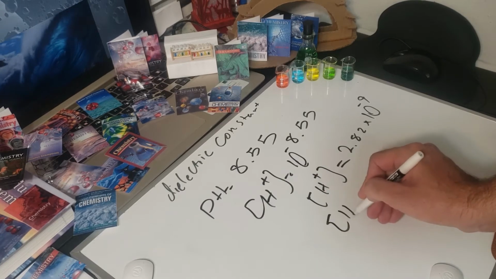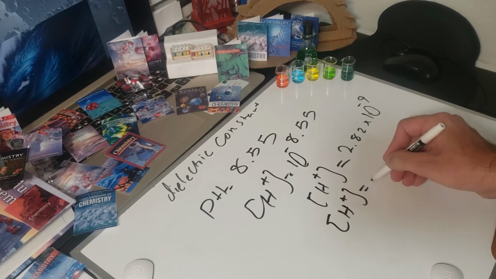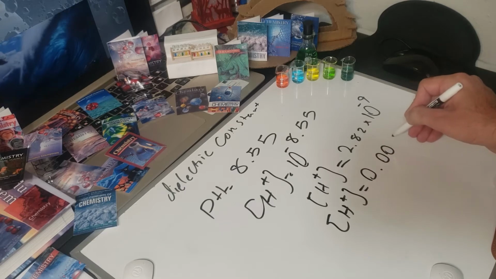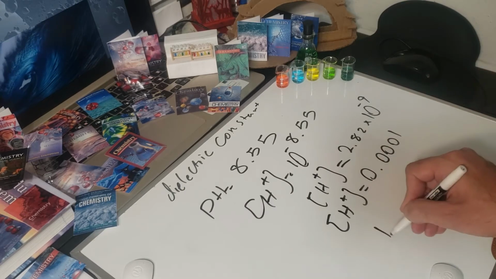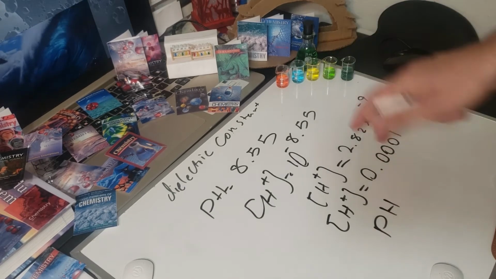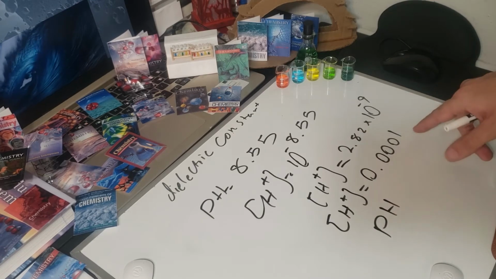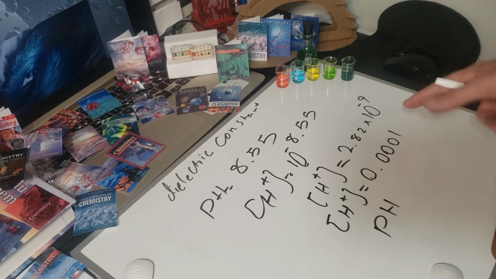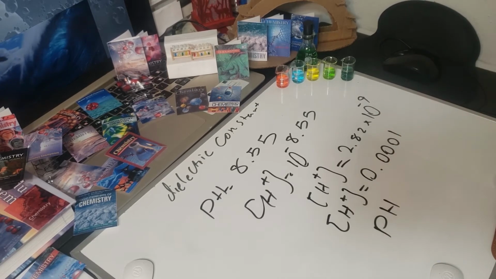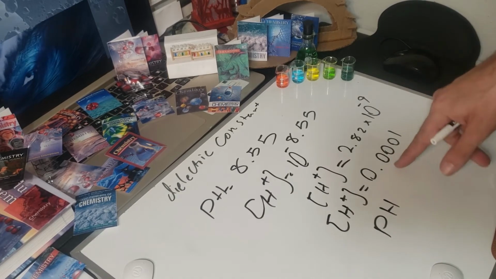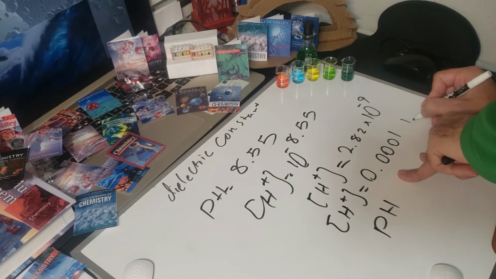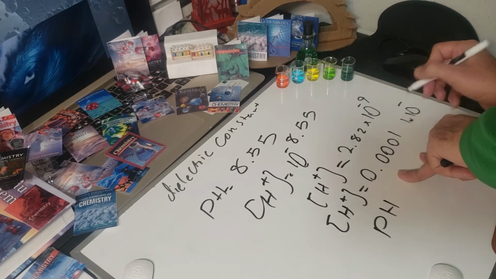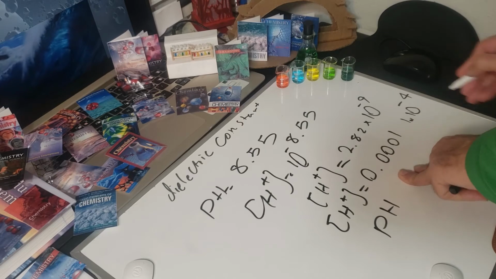Also, let's do yet another example. If the concentration of H plus is 0.0001, what would be the pH? Well, as you can see, if you put it in scientific notation, you could do the log of this, but for this one you don't even need to do something. It's just 1 times 10 to the minus 4, counting 1, 2, 3, 4.